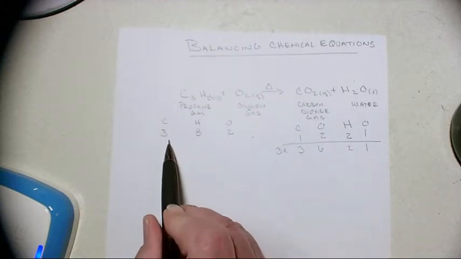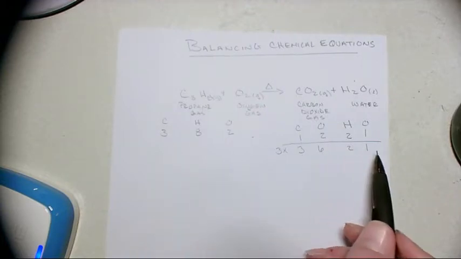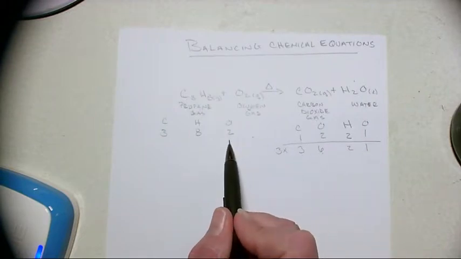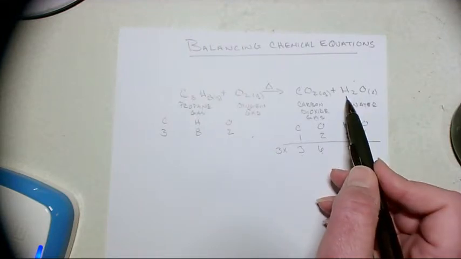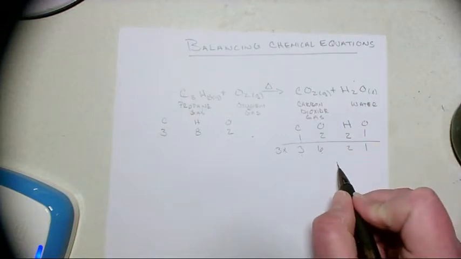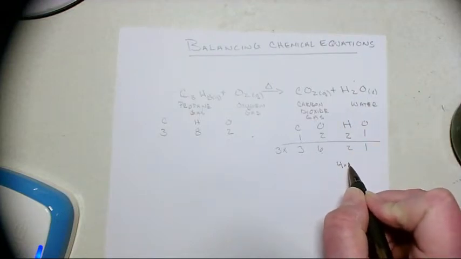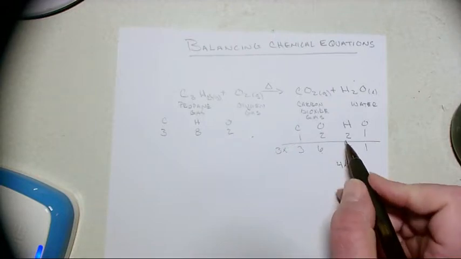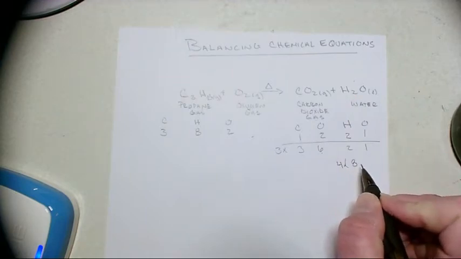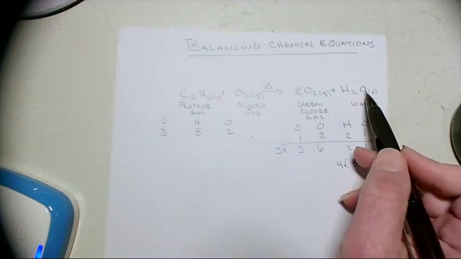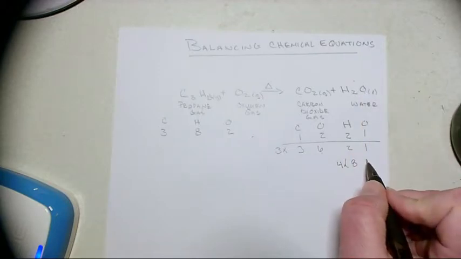I have 3 carbon, good. I have 7 oxygen, and only 2 here. So that's got to be fixed. And I'm leaving that alone for a reason. You'll see in a second. I have 8 hydrogen and only 2 here. So minimally, because this is the only place that hydrogen shows up, let's multiply our water over here by 4. And what do we get? I get 4 times 2 in this compound gives me 8 hydrogen. Okay, looking good. And then 4 times this oxygen gives me 4 oxygen.